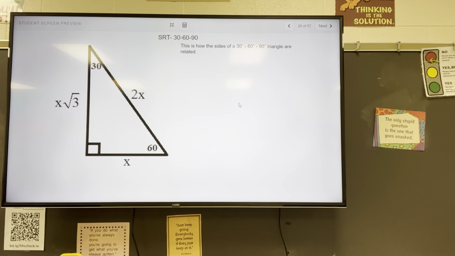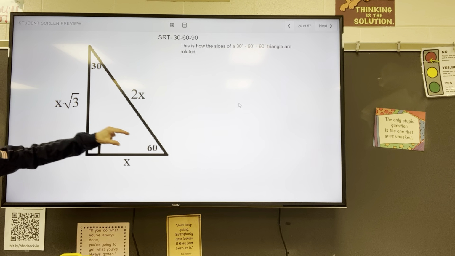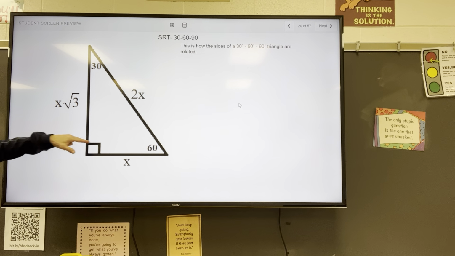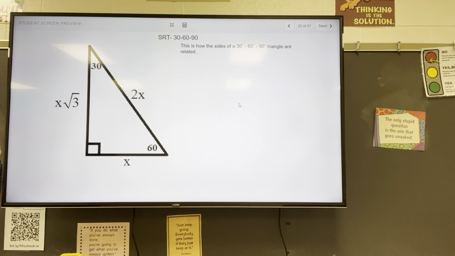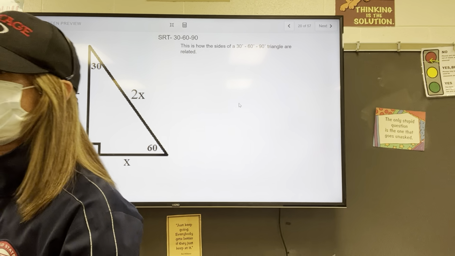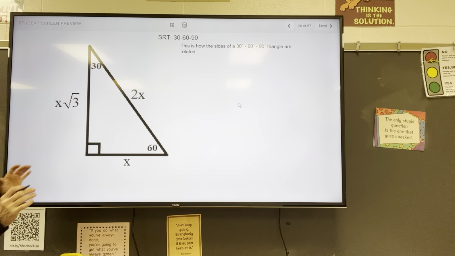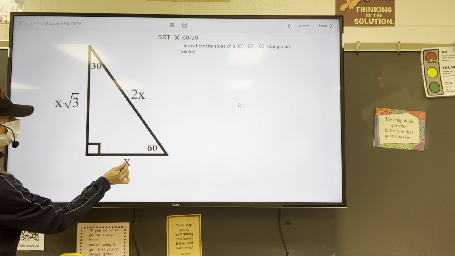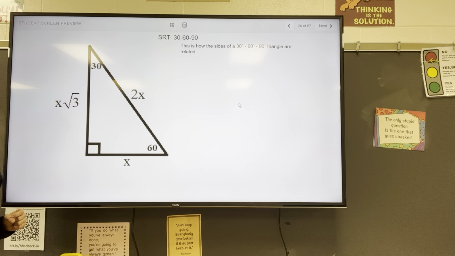Okay, so the short side is across from the 30 degrees because 30 is smaller than 60. And the long side is across from the 60. And then the longest side, which is the hypotenuse, is across from the right angle, like usual. So we have to memorize 2 relationships. Everything revolves around the length of this short side. The short side times the square root of 3 gives us the length of the long side.